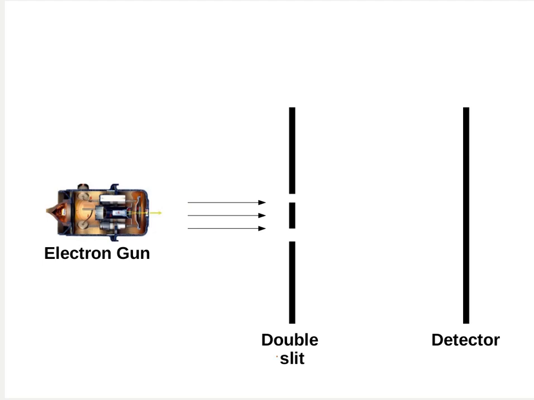Let's go ahead and open up both of the slits to form our double slit. And then take our electron gun and shoot a bunch of little electrons at this double slit, and then ask the question, well, what sort of pattern would we expect to see at the detector?